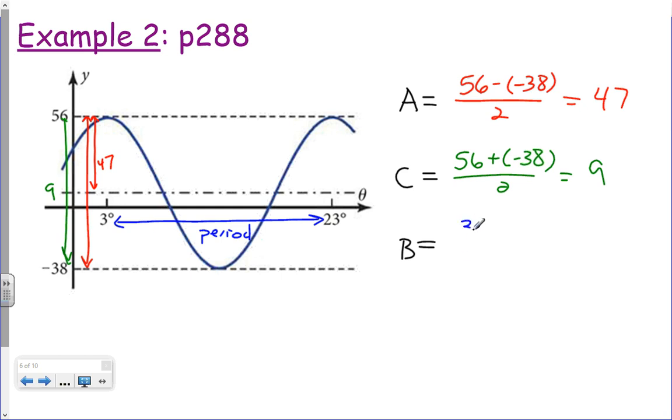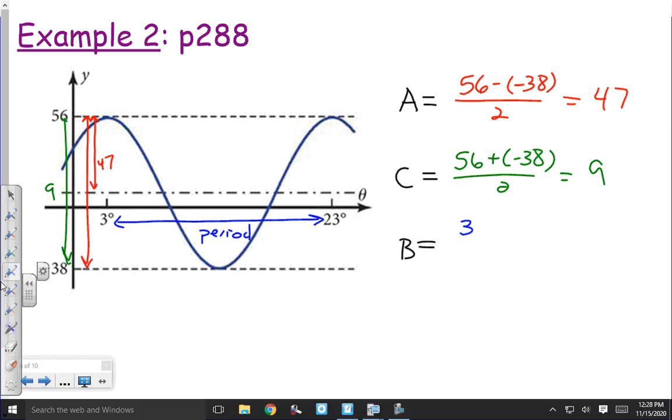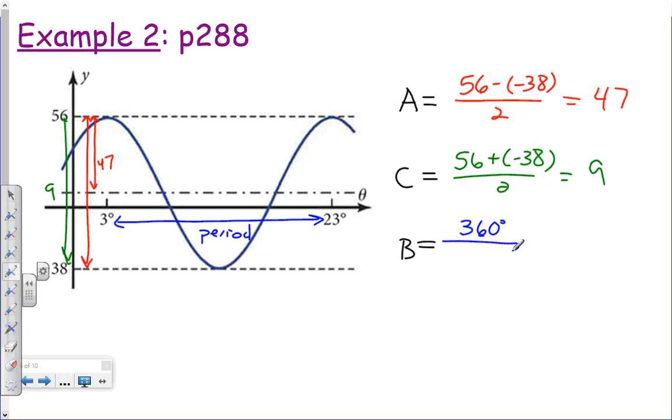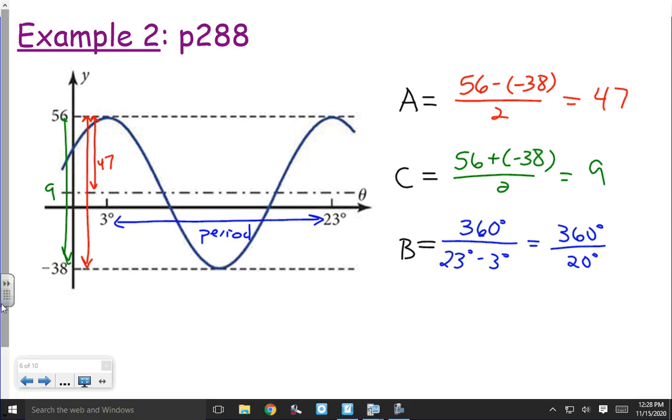If we take 360 degrees and we divide it by the 23 degrees minus the 3 degrees. That's the period of that. So that's over 20. So that's 360 over 20. And I'm going to leave it in that form as our B value.